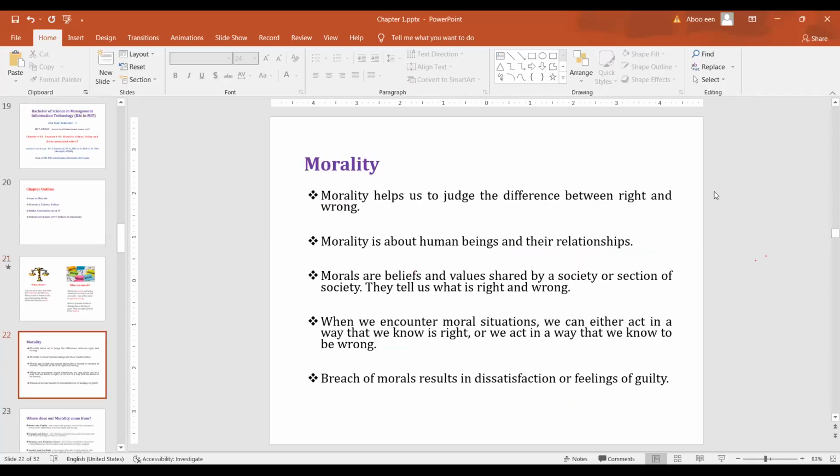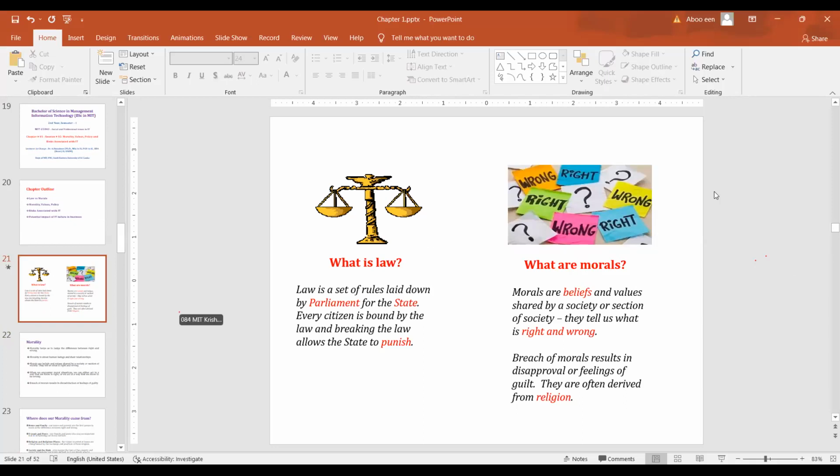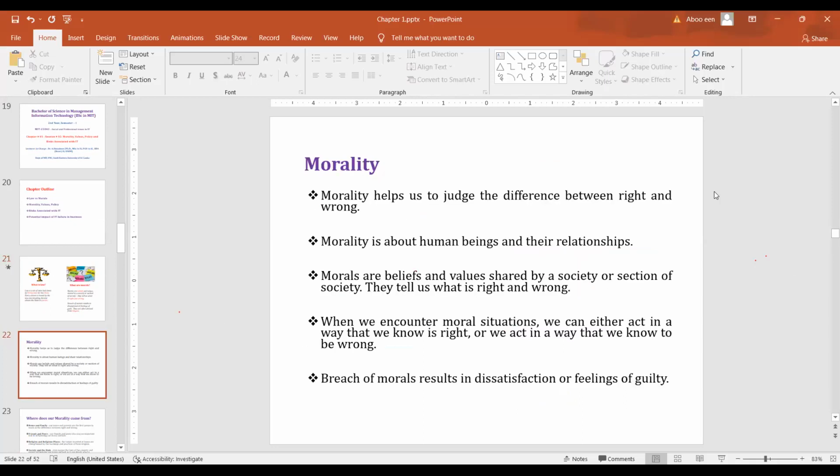Now we will discuss morality. The term morality is derived from the term moral. Moral means the right and wrong things. So morality helps us to judge or decide between right things and wrong things. Morality is about human beings and their relationships.